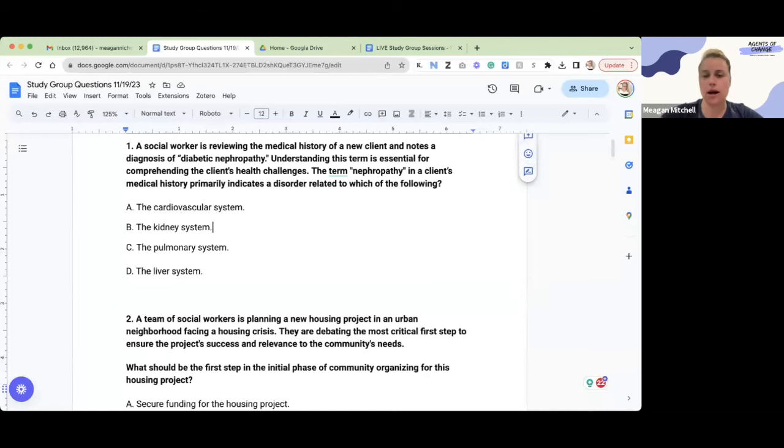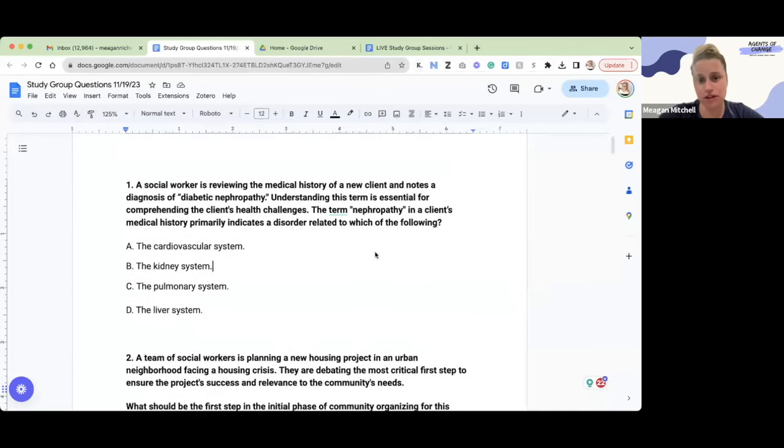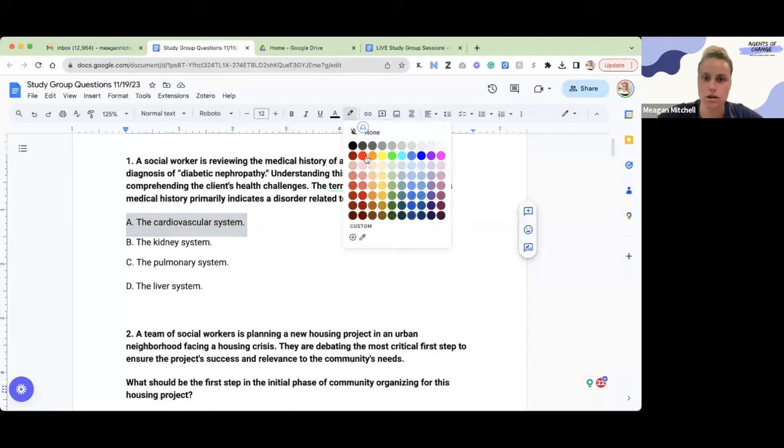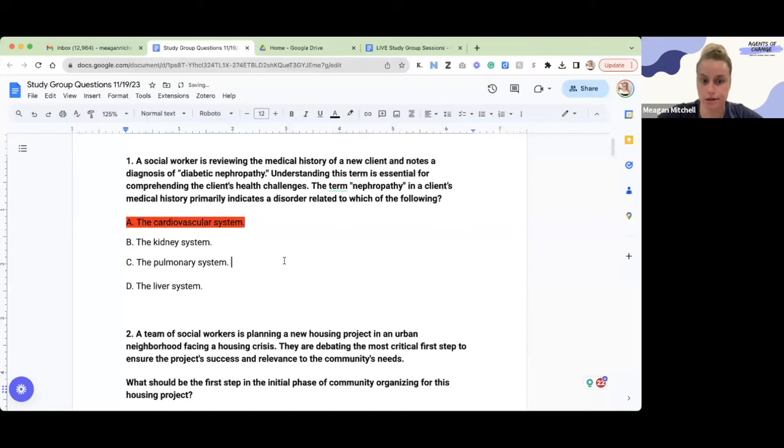Okay. So there's not really a process of elimination for this one. It's either you know it or you don't. But if you're just trying to do process of elimination, there's nothing in the root word that would indicate this is a cardiovascular. Like, that's usually heart, right? So we can go ahead and exit out of that. It's nothing to do with the lungs or breathing issues, so that can be ruled out. So now we're down to kidney or liver, and most of you chose correctly. It does refer to kidneys.